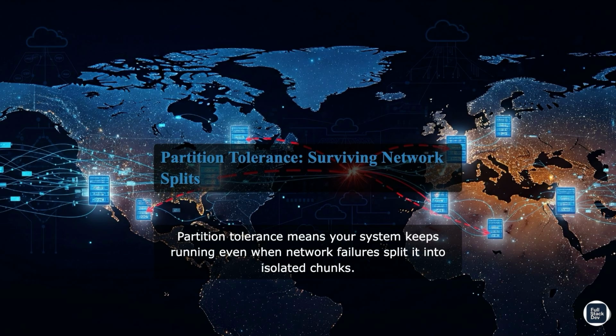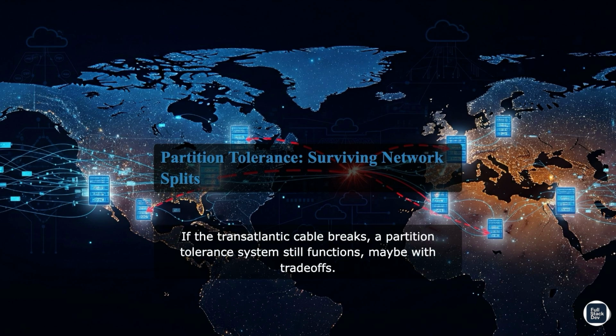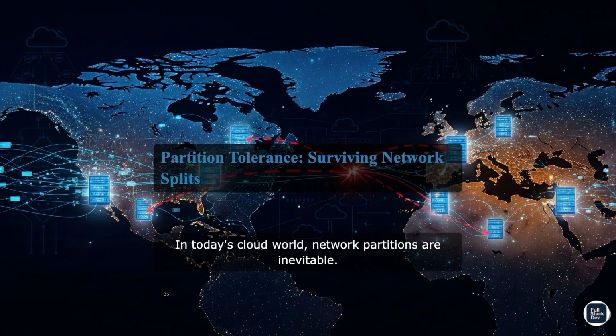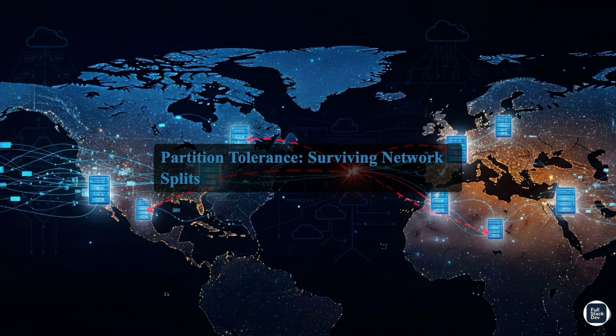Partition tolerance means your system keeps running even when network failures split it into isolated chunks. Imagine a global app with servers in the US and Europe. If the transatlantic cable breaks, a partition-tolerant system still functions, maybe with trade-offs. In today's cloud world, network partitions are inevitable, so most systems must prioritize this, leaving you to choose between consistency or availability.